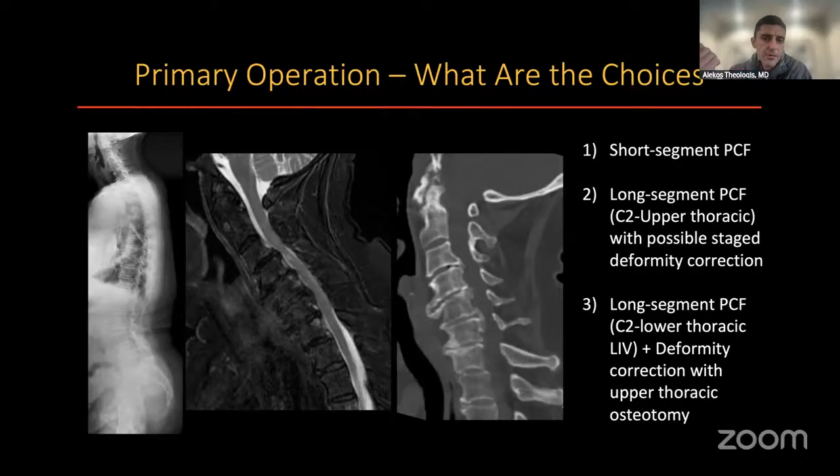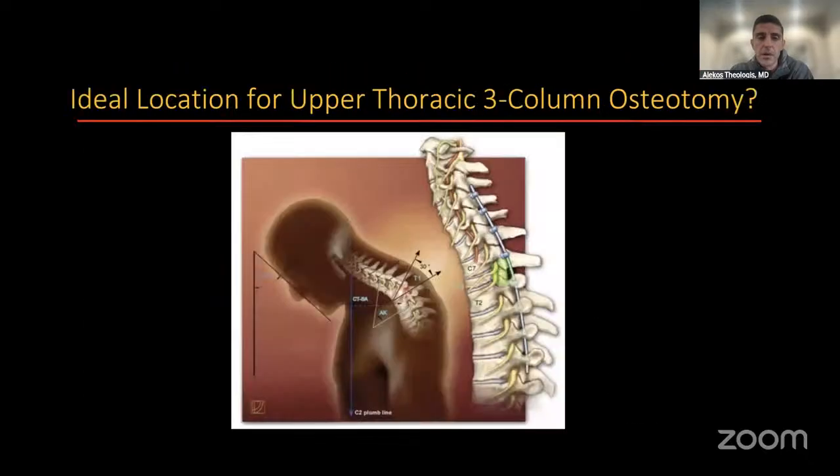So long segment fusion, I think minimum is advisable if you need to do it from the back. C2, the upper thoracic. And then if they do have a deformity that manifests because of that fixation, then do a staged deformity correction like the case I just showed, or talk with them about an upfront deformity correction with C2 to the lower thoracic LIV, with deformity correction with an osteotomy in the upper thoracic spine.